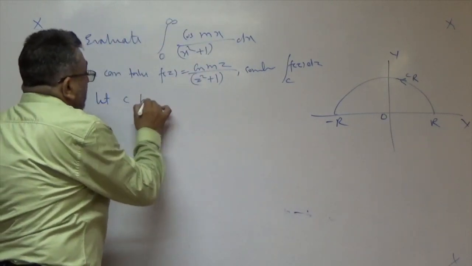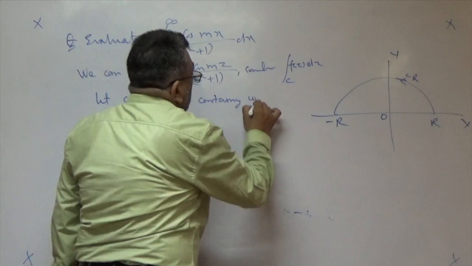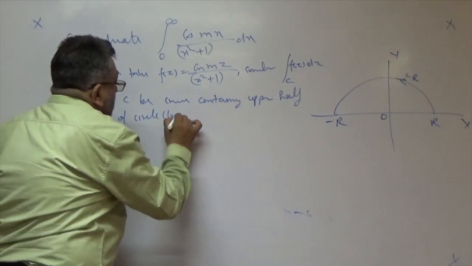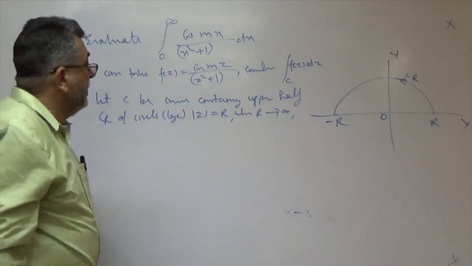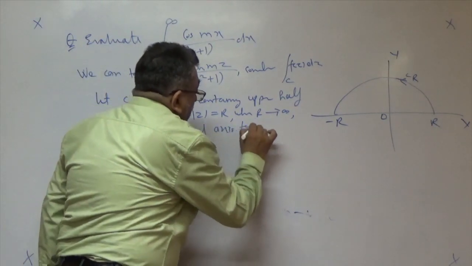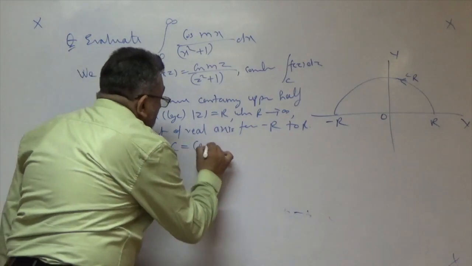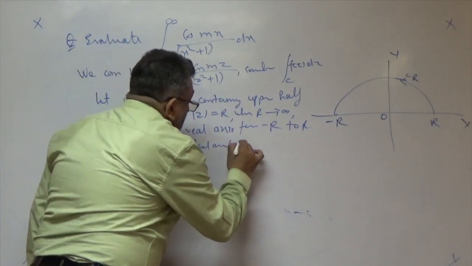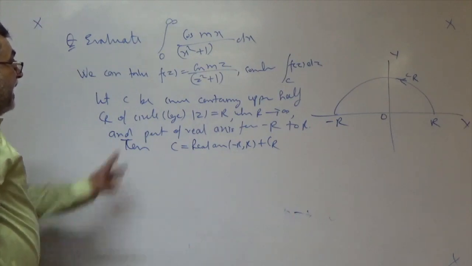Let C be the curve containing the upper half of C_R, the large circle |z| equal to capital R, where R is always tending to infinity, and part of the real axis from minus R to R. Then you know that C equals the real axis from minus R to R plus C_R, right? And here f(z) is this.